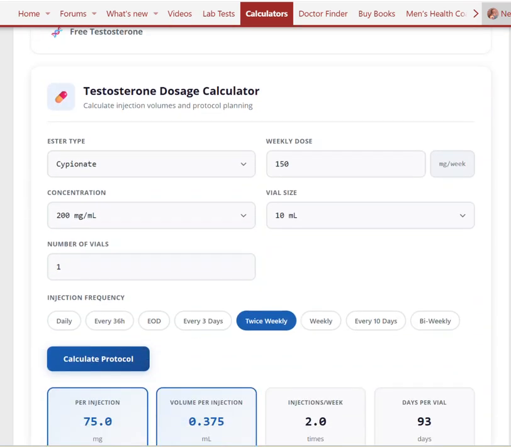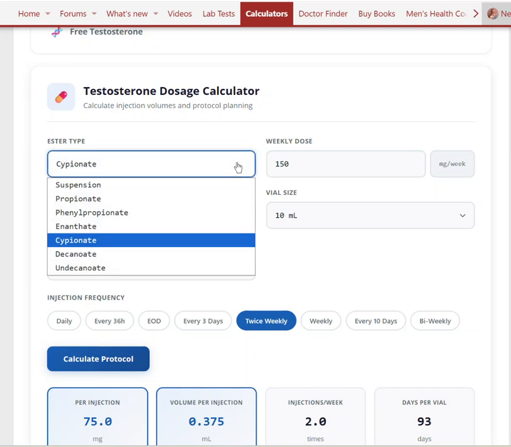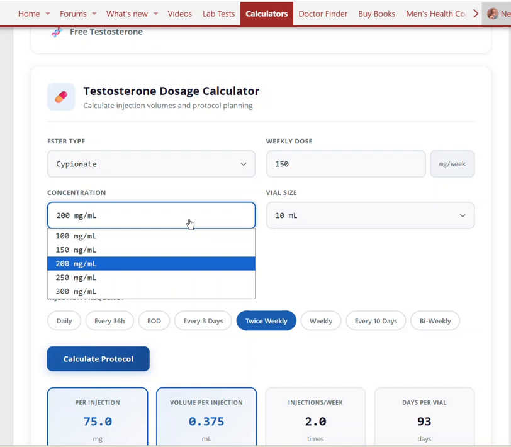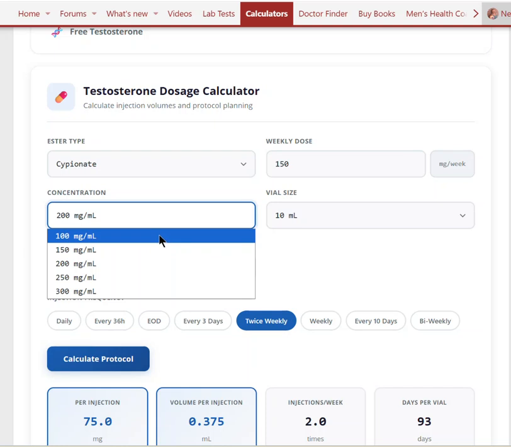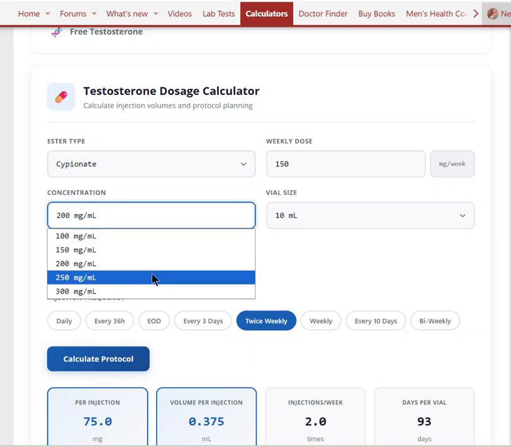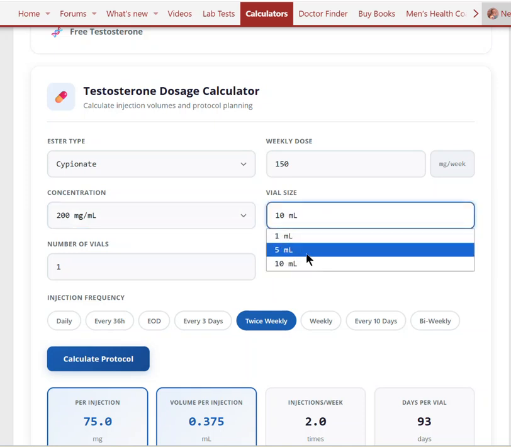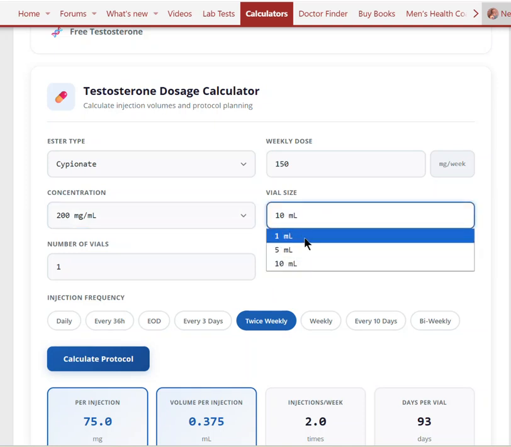So you choose the ester type, although that really is not as important as all the other variables. The weekly dose that you want, you can type it in or choose it from the menu. The concentration of the vials. Some companies sell testosterone at 200 milligrams per mil, some 100, and in foreign countries outside the United States, 250 milligrams per mil, etc. So it's usually 200 milligrams per mil. Some people get 10 mil vials, some 5, some even 1 mil vials, which are becoming more common.